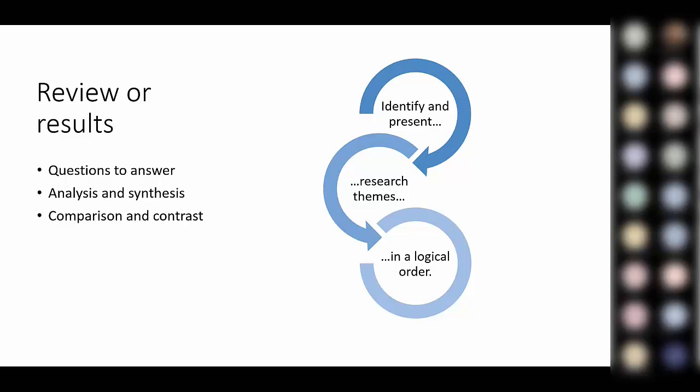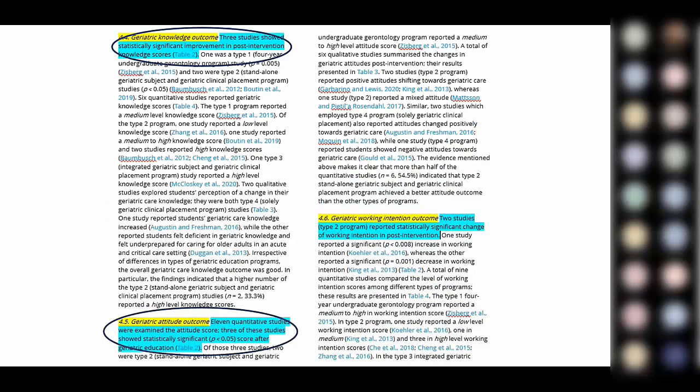And these include questions the literature review can answer, analysis and synthesis, and comparison and contrast. But first, let's take another look at Joanna et al. This is their results section, and it shows what it can look like to subdivide the results into themes presented in that logical order. So in addition to presenting the data in tables, Joanna et al. expanded on categories of significant findings, seen here in yellow.